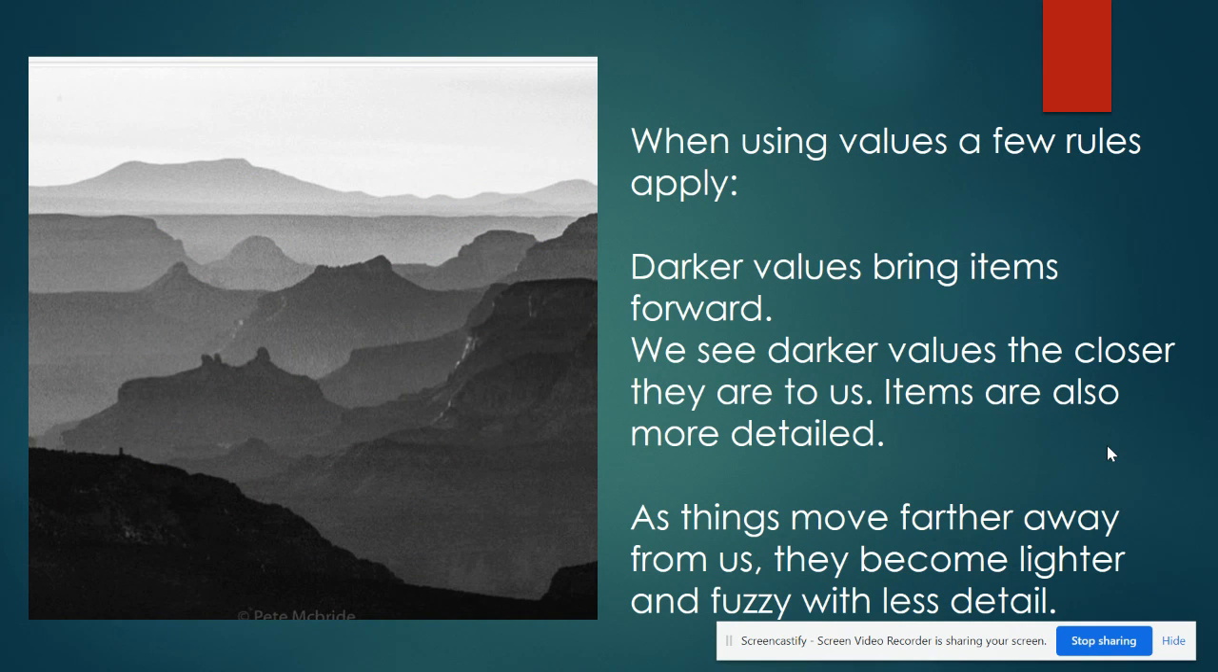So just to look at values, here are a few photographs, and this is a great explanation of how value is used to help us show distance, or what's called atmospheric perspective. Anytime you want to show things that are closer to us, the darker values bring those things closer to us, because we see more detail, darker values, and more vibrant colors when things are closer to us.